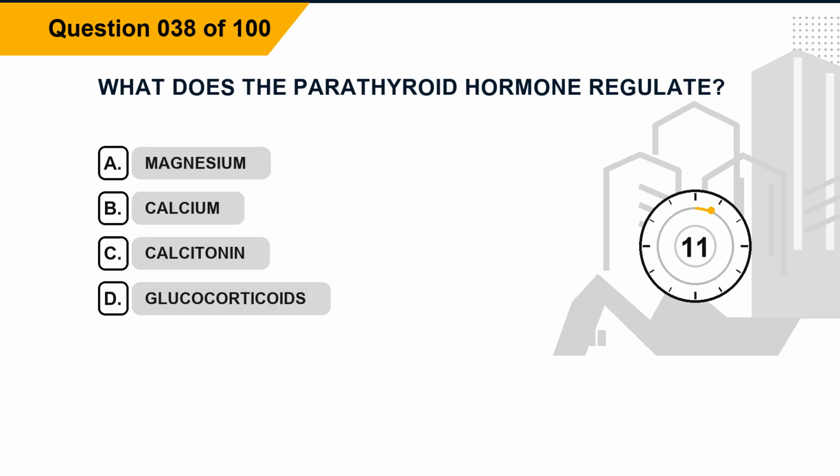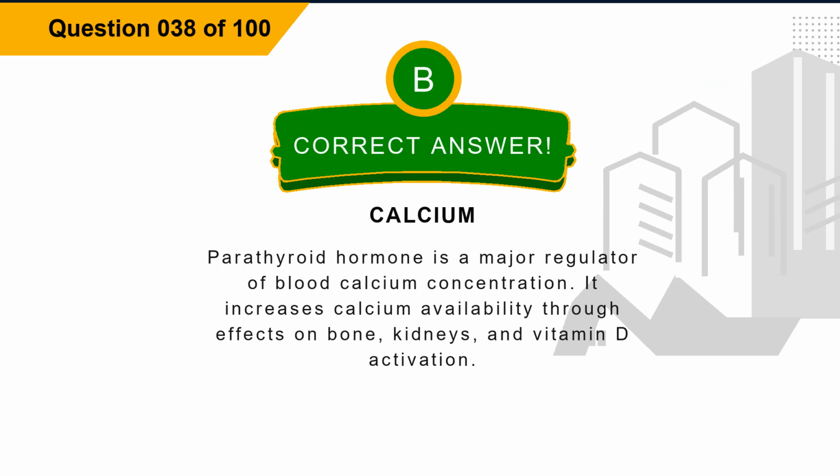Question 38. What does the parathyroid hormone regulate? Option A, magnesium. Option B, calcium. Option C, calcitonin. Option D, glucocorticoids. The correct answer is option B, calcium.